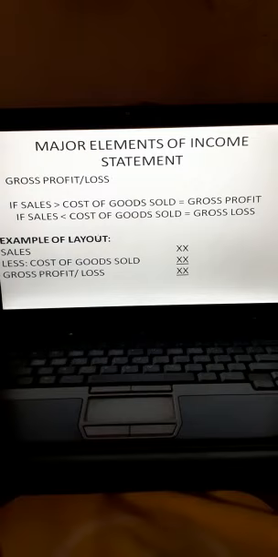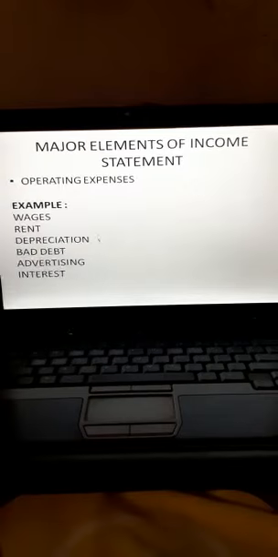The fifth element which I'm going to discuss is operating expense, and the expenses in this category are important to incur to run the business.